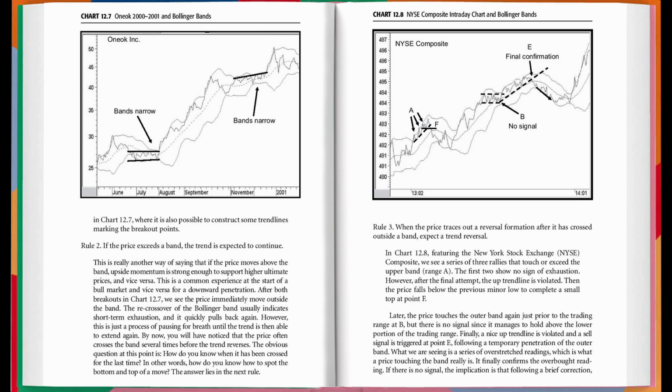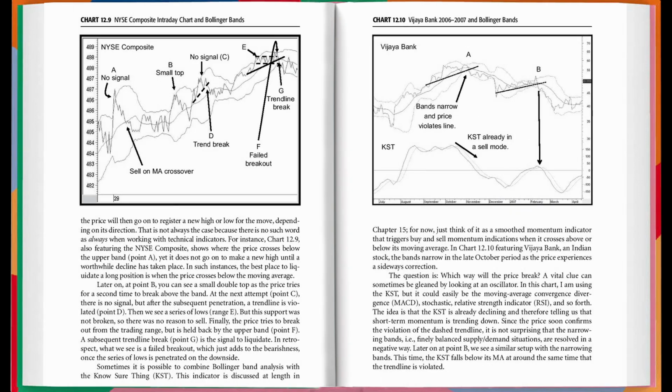If there is no signal, the implication is that following a brief correction, the price will then go on to register a new high or low for the move, depending on its direction. That is not always the case because there is no such word as always when working with technical indicators. For instance, chart 12.9, also featuring the NYSE composite, shows where the price crosses below the upper band, point A, yet it does not go on to make a new high until a worthwhile decline has taken place.